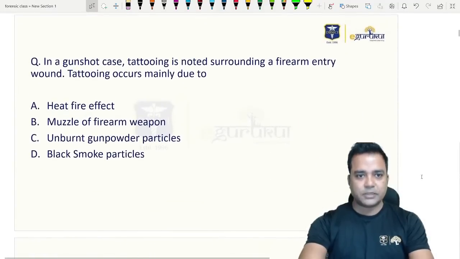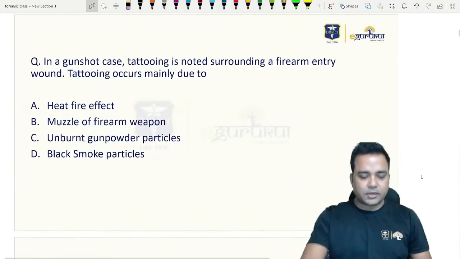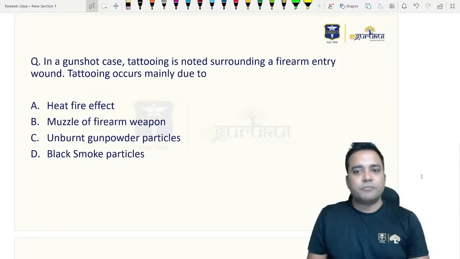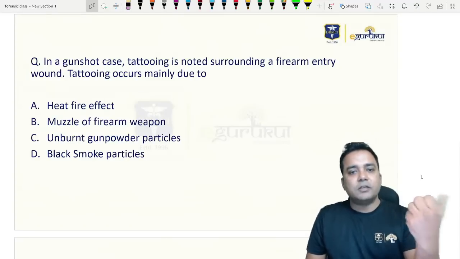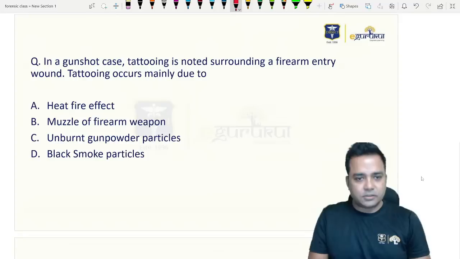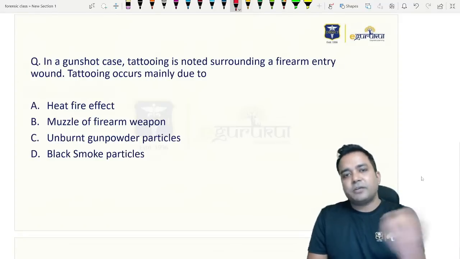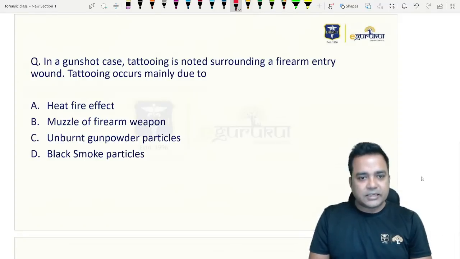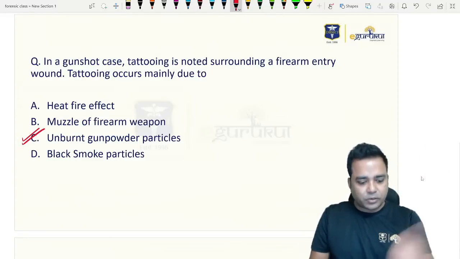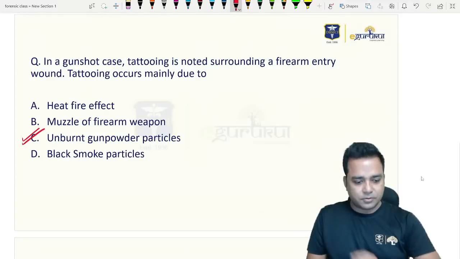This was one of the questions in a gunshot case, and it was a simple question. In a gunshot case, tattooing is noted surrounding a firearm entry wound. This tattooing occurs mainly due to, and you are given four options. And yes, we know heat or fire effect will lead to singeing, no? So the correct answer here goes with unburnt gunpowder particles, without any doubt.